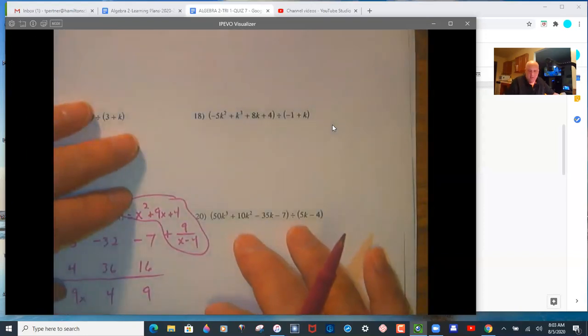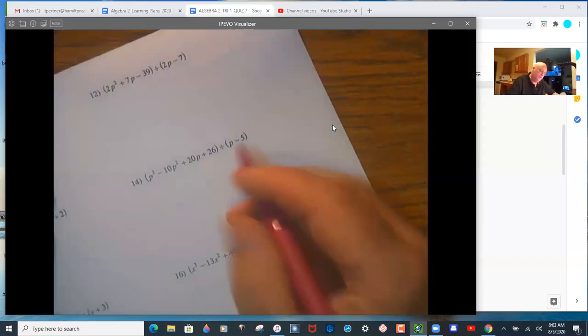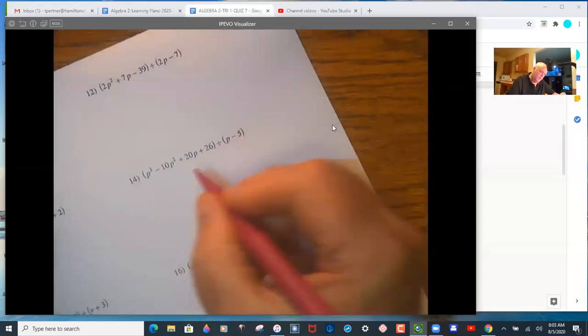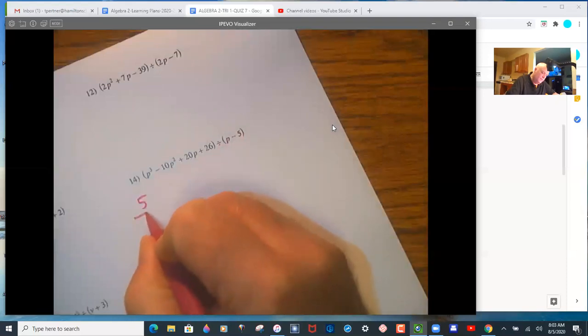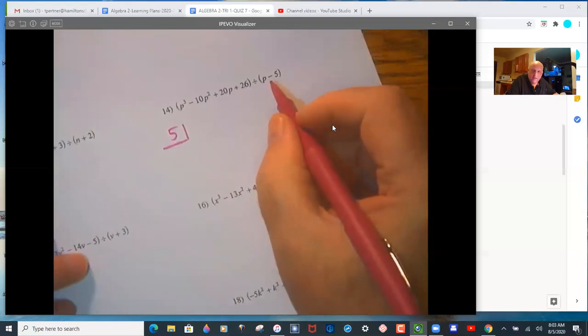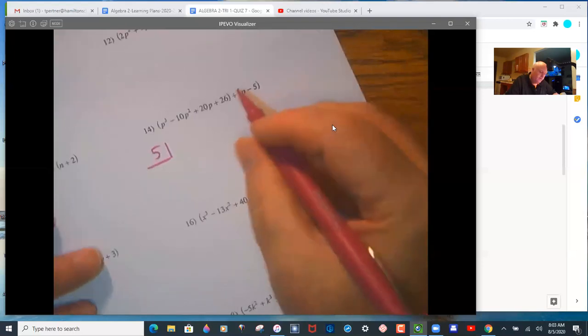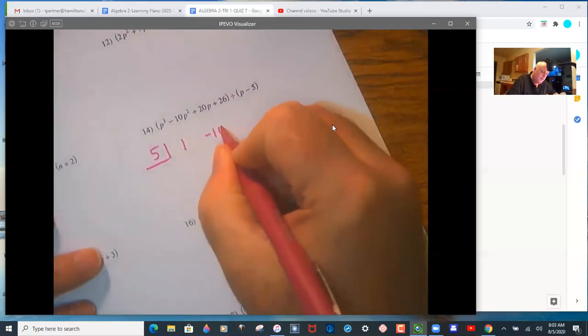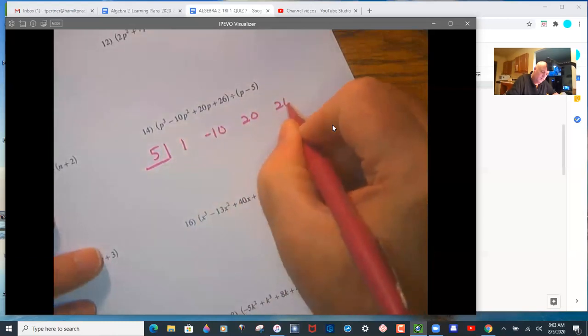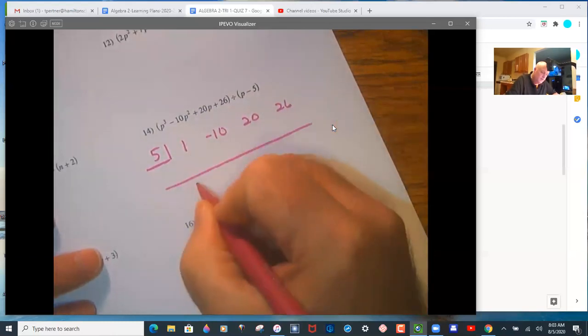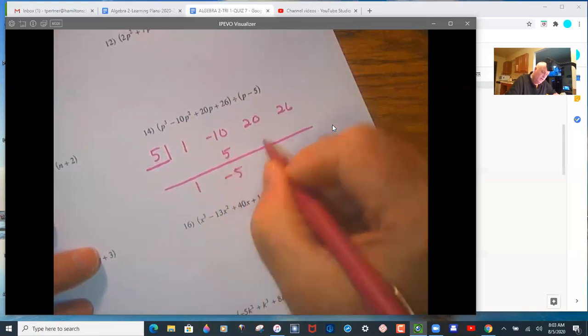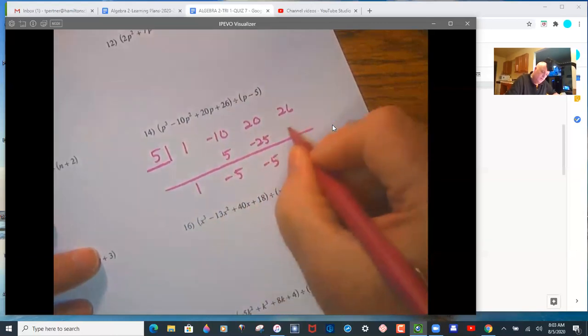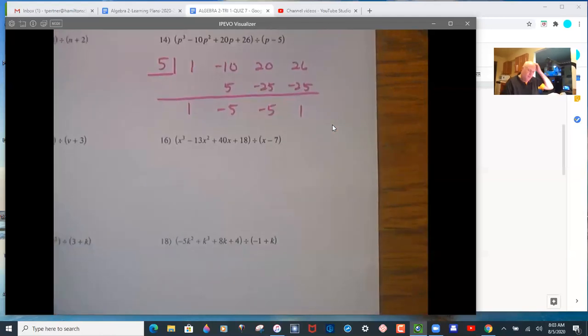I would go long division on this one. But you should do most of these because this is new to you. So 5 out here, make sure you go opposite. That gets set equal to 0 when you solve. So 1, negative 10, 20, and 26. This is just like a shorthand way of, oh, darn it, we didn't get a remainder of 0. A shorthand way of doing these and getting a quick answer.